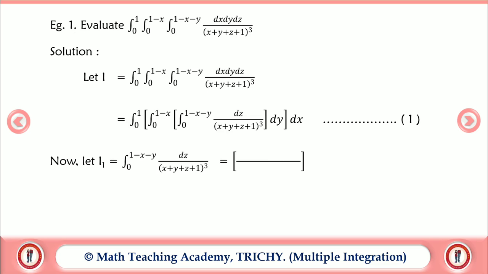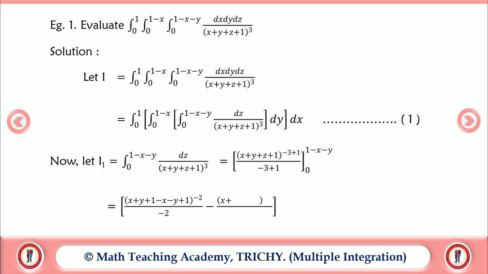Now let us take I1 to be the innermost integral. That is, I1 is equal to the integral from 0 to 1 minus x minus y of dz divided by (x plus y plus z plus 1) whole cube. This integration will give (x plus y plus z plus 1) to the power minus 3 plus 1 divided by minus 3 plus 1, and then the limit becomes 0 to 1 minus x minus y. In place of z replace 1 minus x minus y, and then in place of z replace 0.